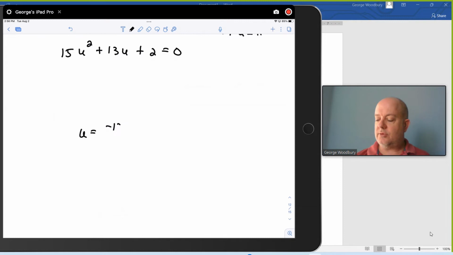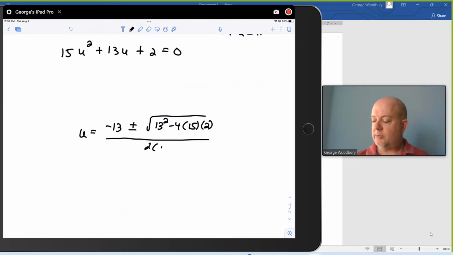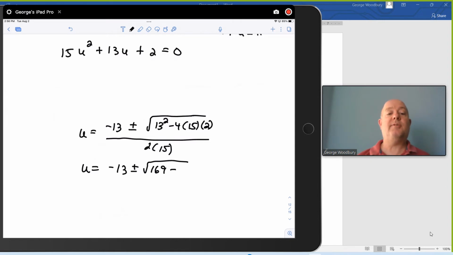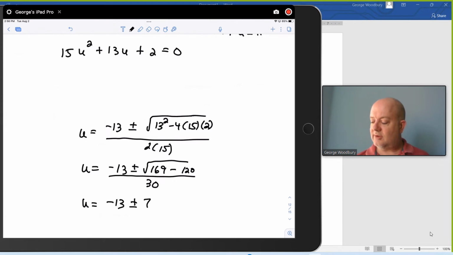So I'm going to work a little bit lower because I'm going to erase this in a minute. u would be negative 13 plus or minus square root 13 squared minus 4 times 15 times 2, all over 2 times 15. u would be negative 13 plus or minus square root 13 squared is 169, minus 4 times 15 times 2, that's 120, all over 30. 169 minus 120 is 49, and we know the square root of 49 is 7. So we end up with negative 13 plus or minus 7 over 30.